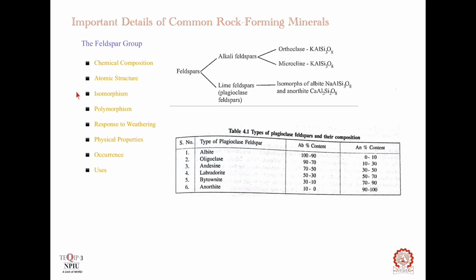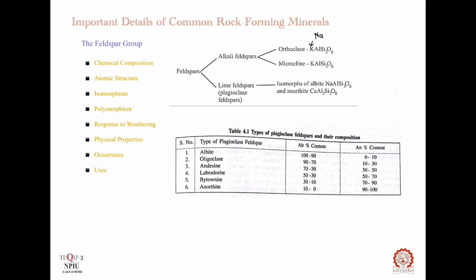Next is isomorphism. Isomorphism occurs both in alkali feldspars as well as soda-lime feldspars or plagioclase feldspars. The isomorphous substitution of potassium by sodium gives rise to soda orthoclase or soda microcline. It means when sodium replaces potassium, then it becomes soda orthoclase and soda microcline.